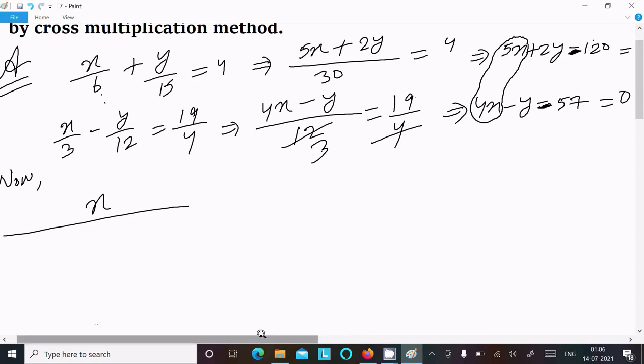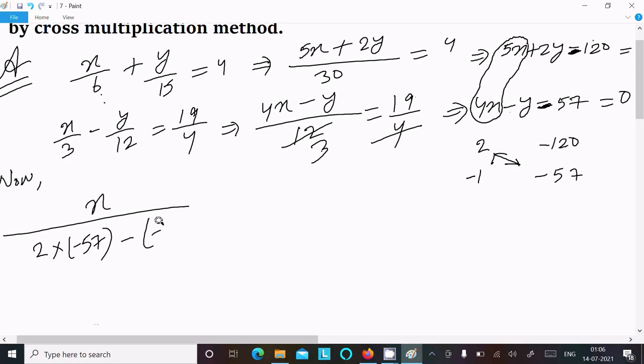After that, in this equation, the x part is hidden. Do the cross multiplication of the coefficient of y and the constant part. So here we can write 2 and here 1, minus 120. Sorry, minus 120. The next is minus y, so we can write y coefficient minus 1 here. This is minus 57. So cross multiplication of 2 into minus 57, thereafter minus 1 into minus 120.